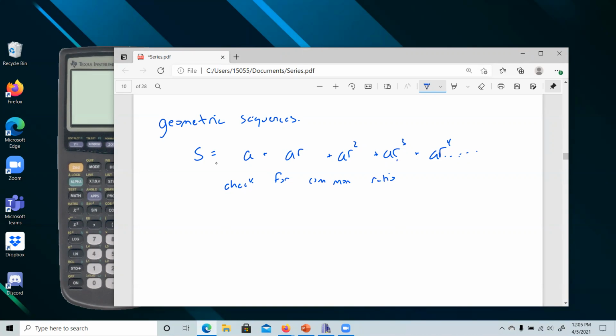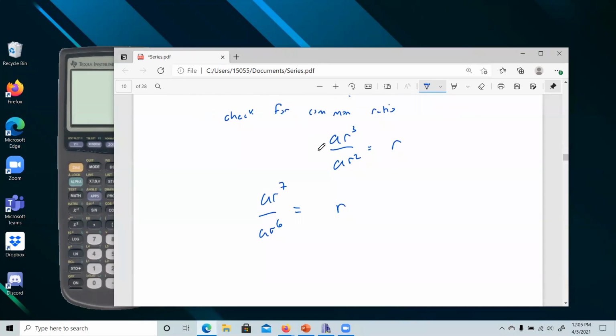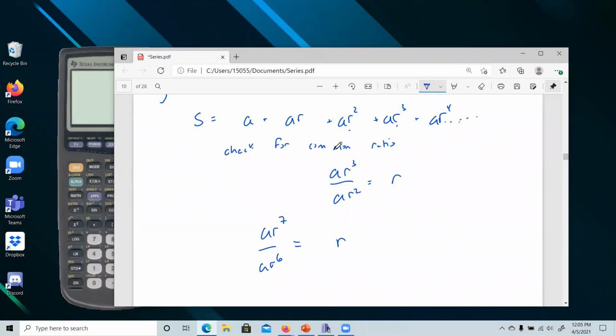So if I take, like, say these two terms, so I say a r cubed divided by a r squared, we end up with, right, all of these cancel except for one of them, we end up with r. But if I take, like, a r to the 7th divided by a r to the 6th, well, again, all of this stuff cancels except for r. So we have a common ratio between each term rather than a common difference between each term.